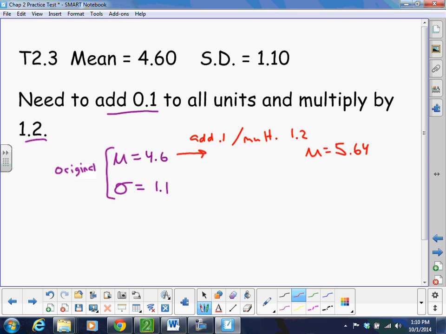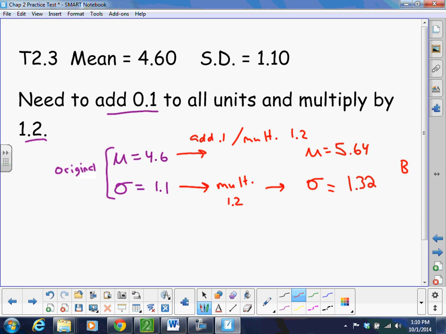Now the standard deviation, if you add 0.1 to all of the values, that's not going to change the standard deviation. The only way you're going to change the standard deviation is by multiplying or dividing. So for that one you just do the multiplication by 1.2, and that'll give you the new standard deviation of 1.32. Okay, so the correct answer for this one should be B. Again, adding to values does not change the spread, but it would change the mean or the center.